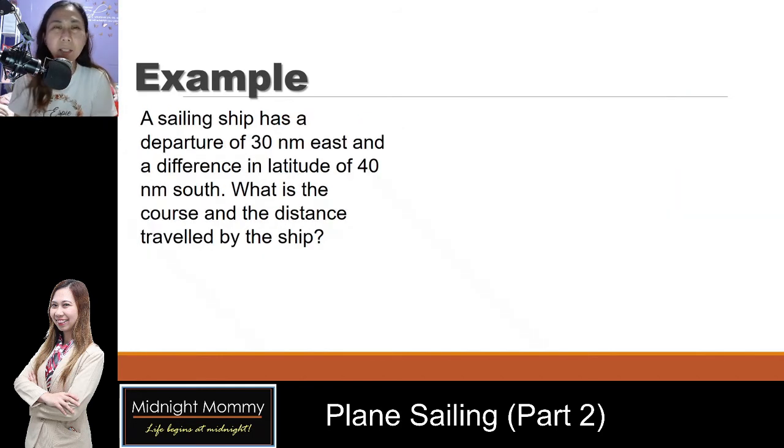Ito sa ating next example, a sailing ship has a departure of 30 nautical miles east and a difference in latitude of 40 nautical miles south. So, what is the course and the distance traveled by the ship?